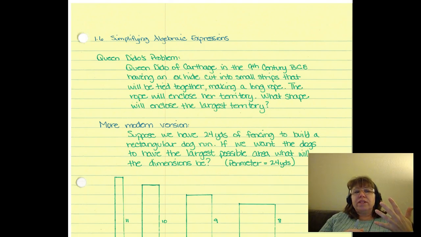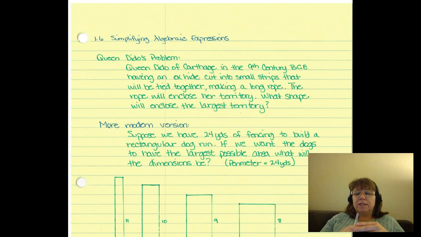When starting with simplifying algebraic expressions, I like to start with a little story. Now, I believe this is a true story. And what I like about it is it's a story about a queen that kind of outwitted a lot of the smartest, sharpest men of the day. So Queen Dido of Carthage in 9th century BCE, before Christ, before Common Era, was posed with a problem.